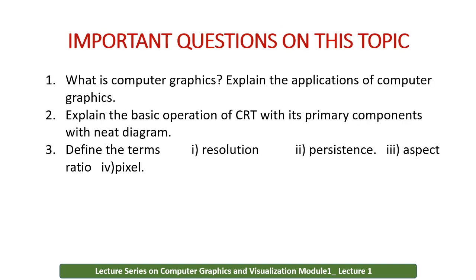The more important questions on this topic are: what is computer graphics, and explain the applications of computer graphics. Explain the basic operation of CRT with its primary components with a neat diagram. And very importantly, the definitions of terms like resolution, persistence, aspect ratio. Aspect ratio is the total number of pixels in the horizontal divided by the total number of pixels in the vertical; it can also be considered vice versa. And define the term pixel, that is, picture element. These are the most commonly asked questions on this topic.